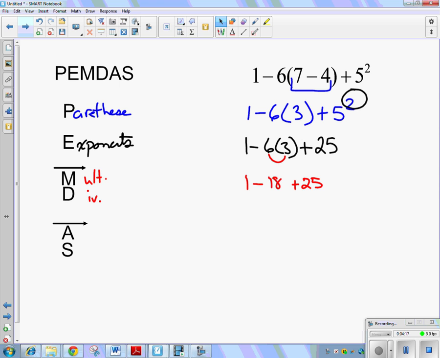Finally, using the same kind of idea, we're going to do addition or subtraction. If there's any addition, subtraction, we're going to do whichever one comes first from left to right. So we're going to do add, subtract. Clearly these can be subtracted, and then that resulting number will be added. So 1 minus 18 is going to be -17. And to the -17, we're going to add 25. So -17 plus 25, I believe that will be a +8.